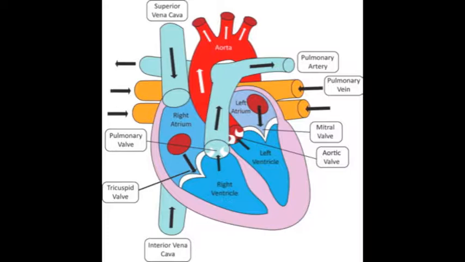Deoxygenated blood that has already traveled through the body flows into the right atrium and through the right ventricle to be brought to the lungs by the pulmonary artery, where it will be reoxygenated and repeat the process.